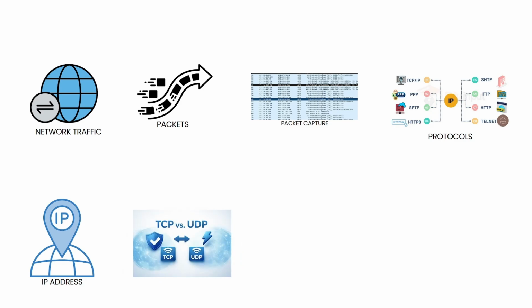TCP and UDP. TCP and UDP are two of the most important transport protocols. TCP, the Transmission Control Protocol, is reliable and connection-oriented. It makes sure every packet arrives correctly and in order, ideal for things like web pages, emails, and file transfers. UDP, the User Datagram Protocol, is faster but does not guarantee delivery. It is used when speed matters more than perfection, such as video streaming, online gaming, and voice calls.